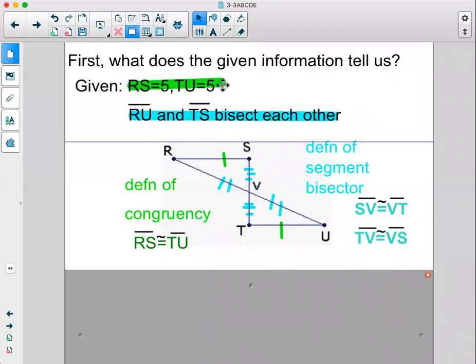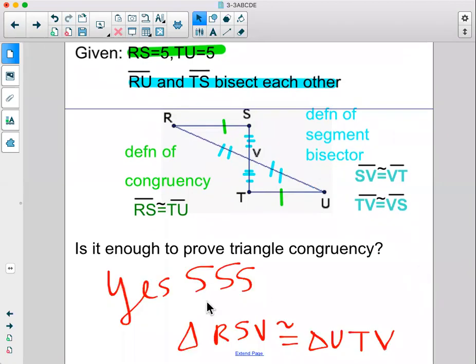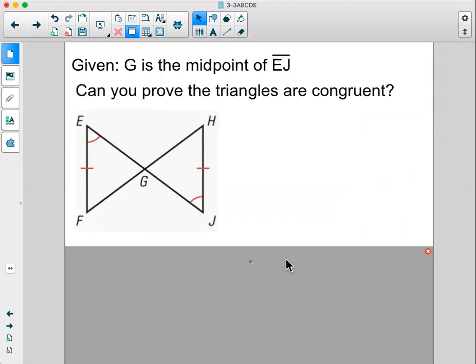So because we're given measurements are congruent, we know definition of congruency. And because we're given bisectors, the definition of segment bisectors tells us this. So now we know one scratch, two scratch, three scratch over here, one scratch, two scratch, three scratch over here. And we can ask ourselves, is this enough to prove the triangles are congruent? Yes, by side, side, side, we can now write our congruency statement. Triangle RSV is congruent to triangle UTV. Pause, practice on your own paper, and then press play.